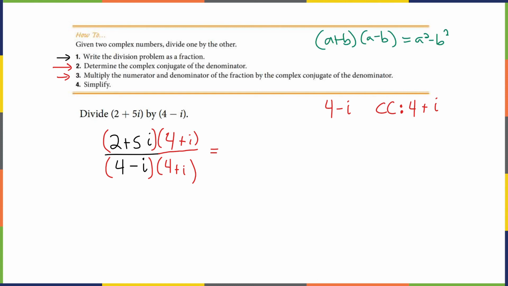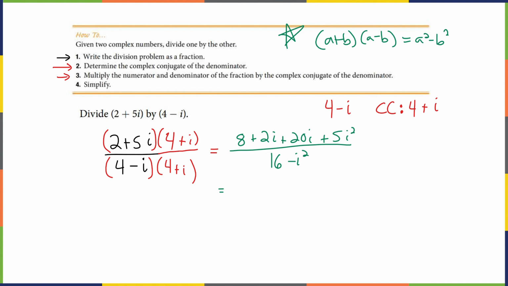So now that you've had a chance to try this on your own, let's take a look. In the numerator, when I multiply it out, I will FOIL. 2 times 4 is 8. 2 times i is 2i. 5i times 4 is 20i. And 5i times i is 5i squared. In the denominator, I chose to use my rule, a plus b times a minus b equals a squared minus b squared. That's an old school rule from algebra. And when I do that, I get 16 minus i squared.